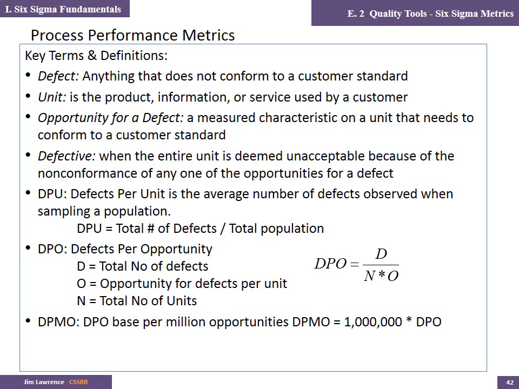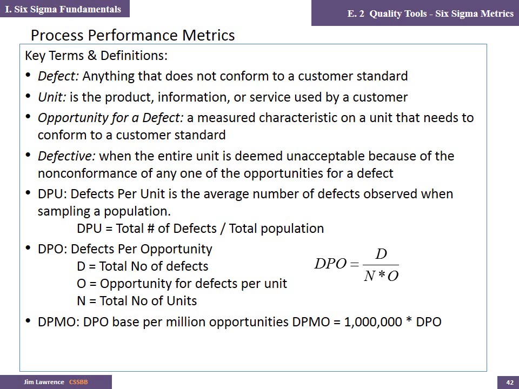Defects per unit is the average number of defects observed when sampling a population. So it's the total number of defects divided by the total population. Defects per opportunity is the total number of defects divided by the product of the total number of units times the opportunity for defects per unit.